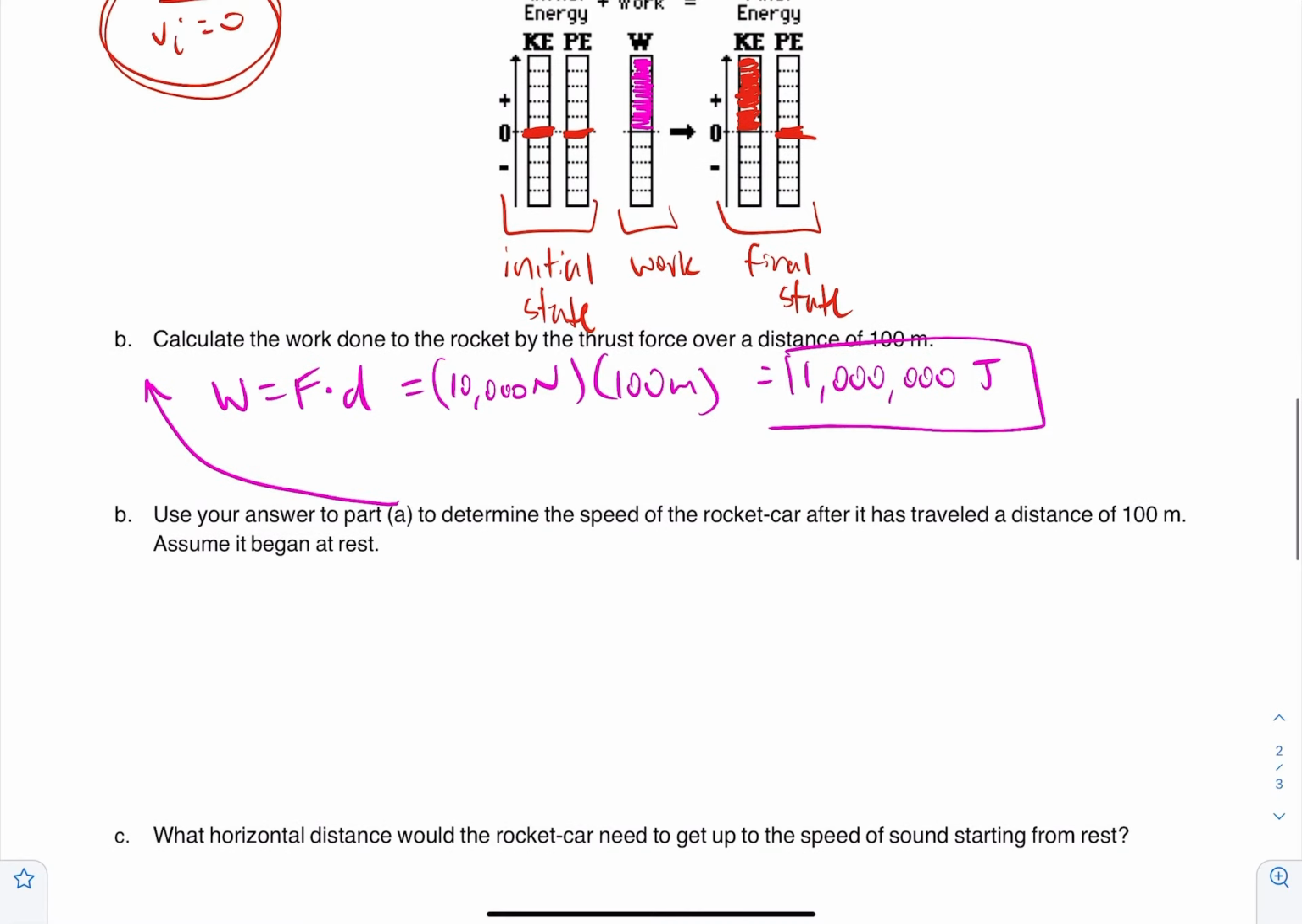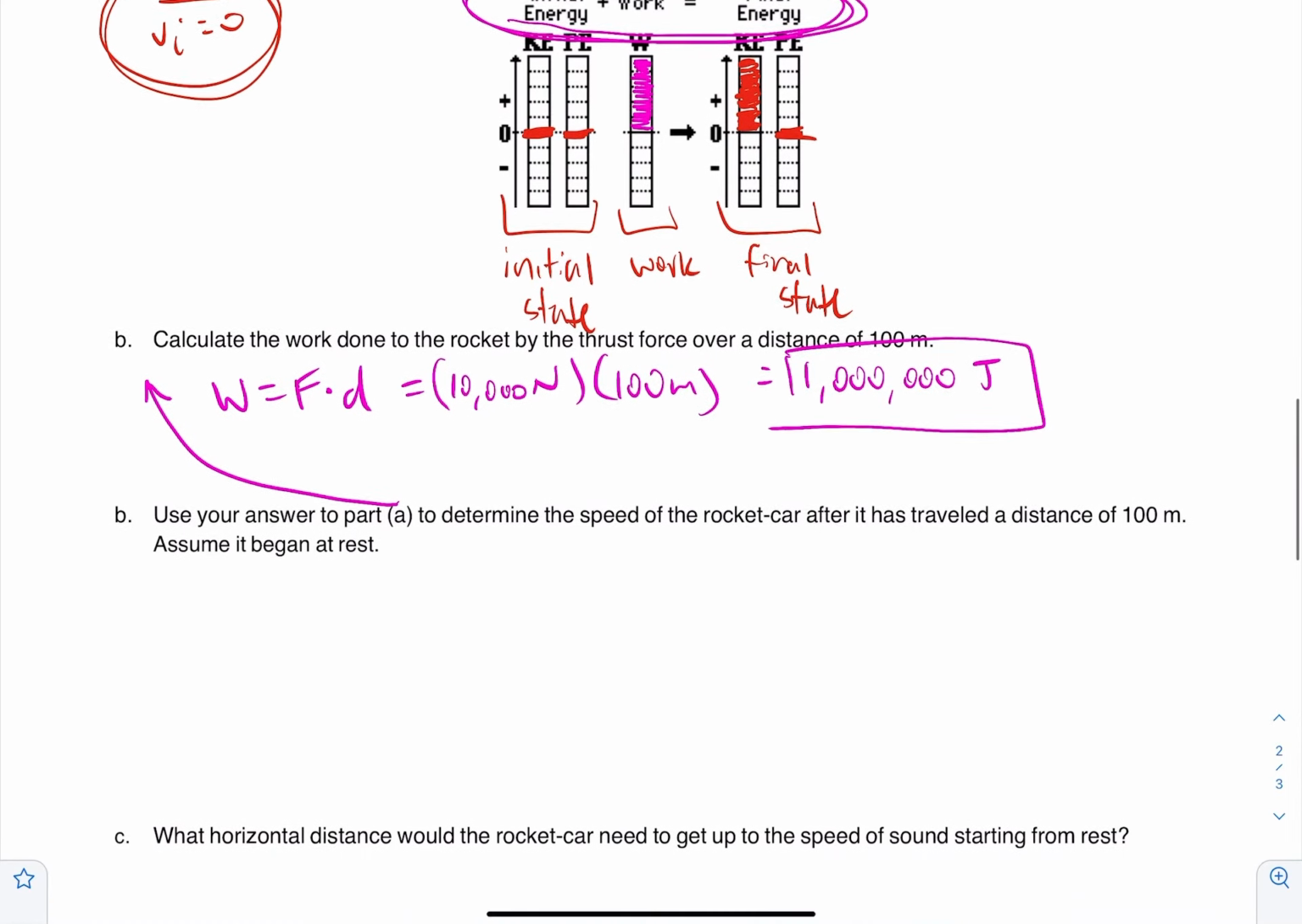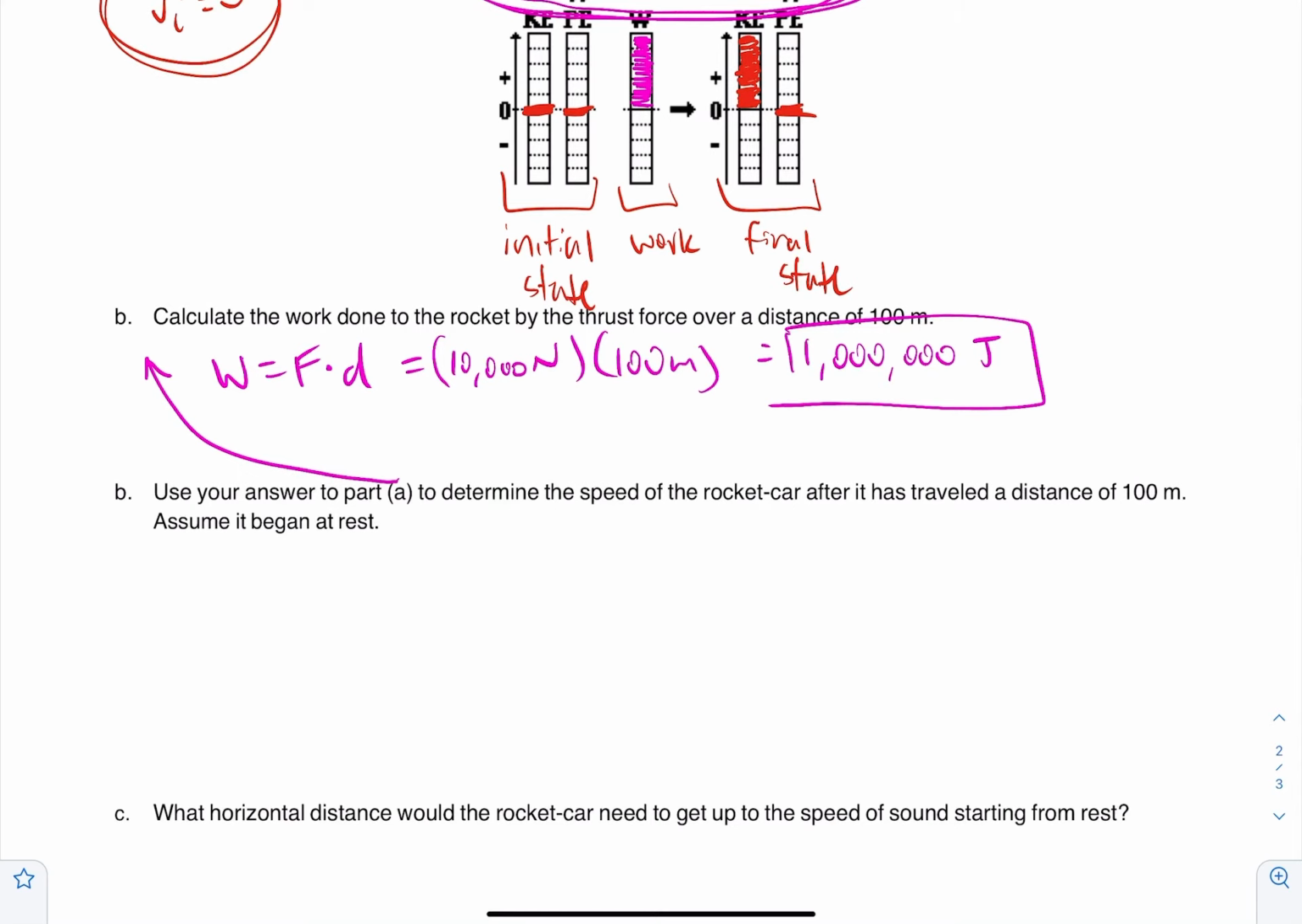What I'm going to do now is take this idea here, that the initial energy plus the work that's done is going to be equal to the final energy, and I'm going to apply that, okay? So the initial energy is the sum of the potential plus the kinetic, plus any work done will be equal to the final energy. The final total energy is the sum of potential and kinetic.